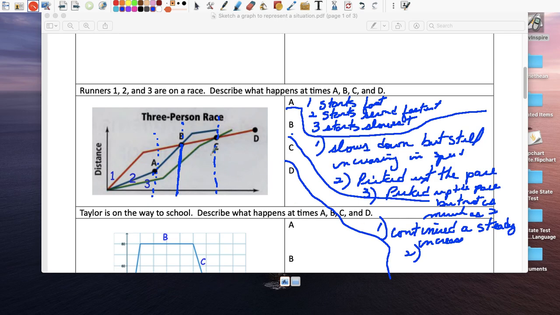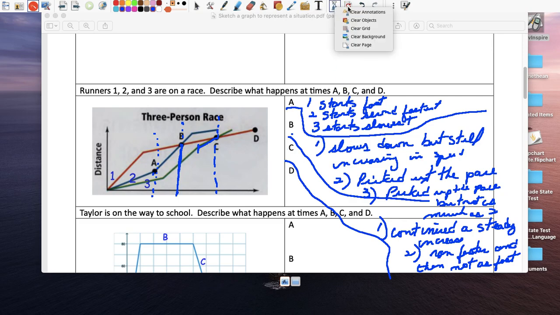Runner 2, what did runner 2 do from B to C? He increased fast, ran faster. And then he was still faster. He's still running fast. So he still increases, but ran faster, and then not as fast, but still increasing in his speed. Then runner 3, you can tell the same thing. He continues increasing, but from right here to here, his speed decreased a little bit. Again, still increasing.